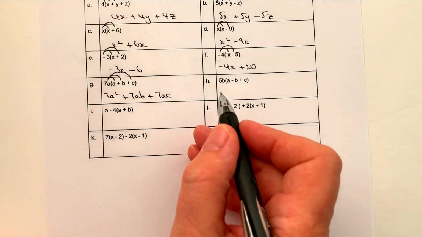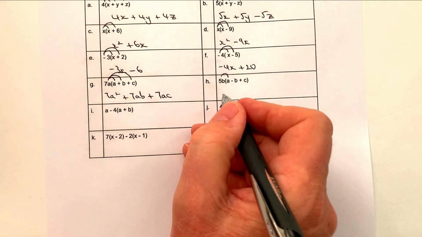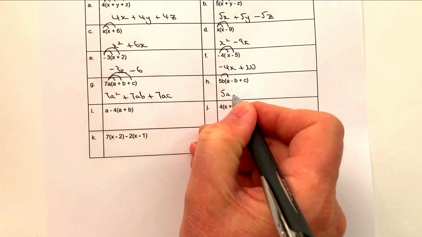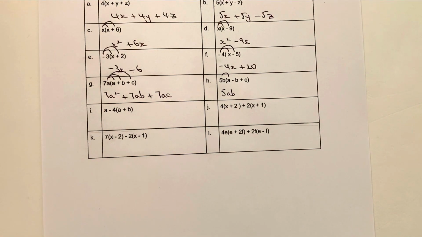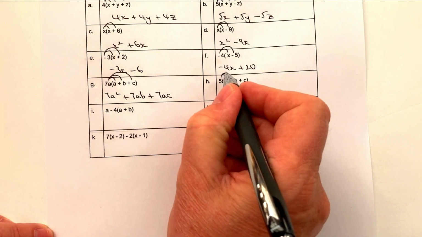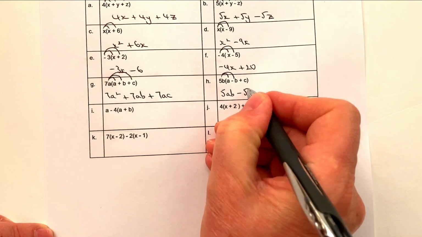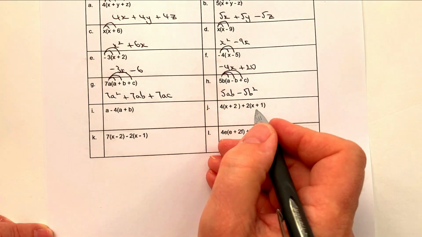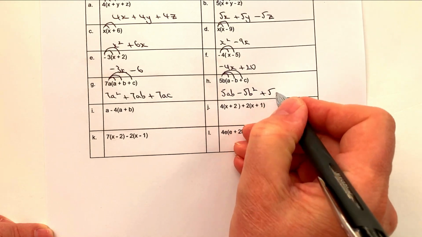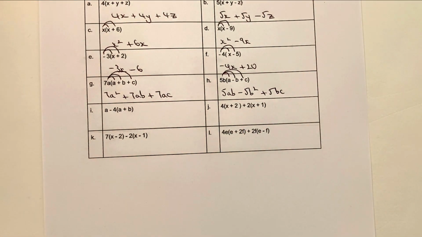Let's try that again with H. I've got 5b times a. So just to make it a little bit tidier, I'm going to write 5ab, just in alphabetical order there. It just makes things a little bit neater. Okay, I've got 5b times minus b. Well, that's going to be minus 5b squared. And then 5b times plus c is going to be plus 5bc. Okay, hopefully that's all right for you.